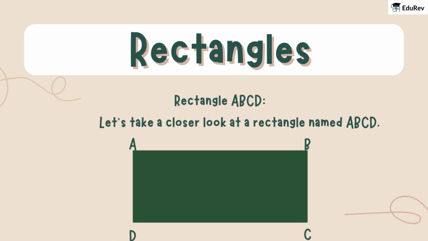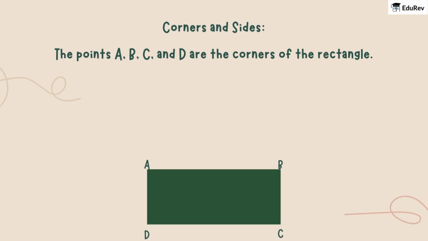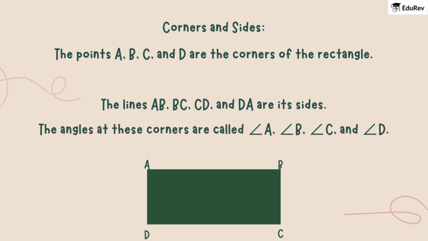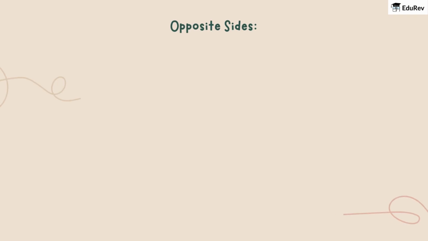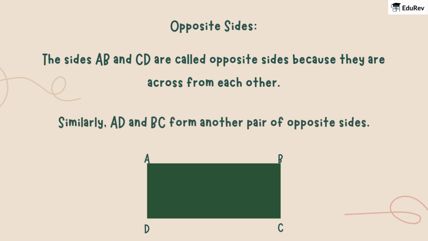Rectangles. Let's take a closer look at a rectangle named ABCD. Corners and sides. The points A, B, C, and D are the corners of the rectangle. The lines AB, BC, CD, and DA are its sides. The angles at these corners are called angle A, angle B, angle C, and angle D. Opposite sides. The sides AB and CD are called opposite sides because they are across from each other. Similarly, AD and BC form another pair of opposite sides.